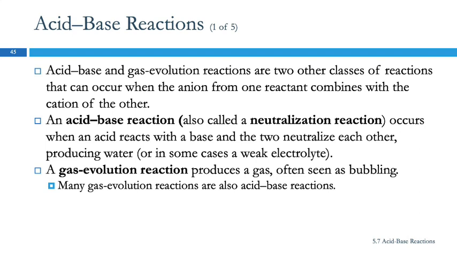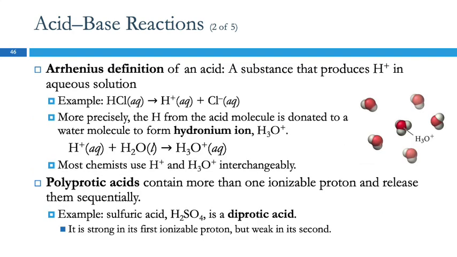Chemical reactions can belong to more than one category. You can be an acid-base reaction and a gas evolution reaction at the same time. So before we talk about acid-base reactions, we have to talk very briefly about what acids and bases are. The Arrhenius definition of an acid is a substance that produces hydrogen ion in aqueous solution.